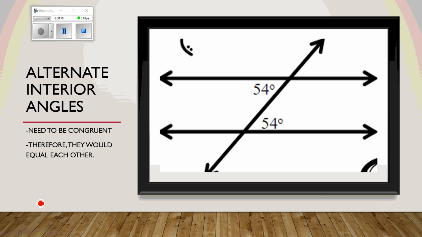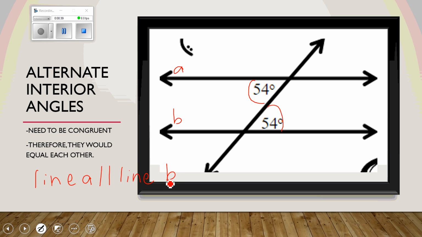The first way we can tell lines are parallel is if the alternate interior angles are congruent. So if you see right here, we have this 54 matches this 54. Therefore, line A would be parallel to line B. We know this because the alternate interior angles are congruent. Their numbers are equal.